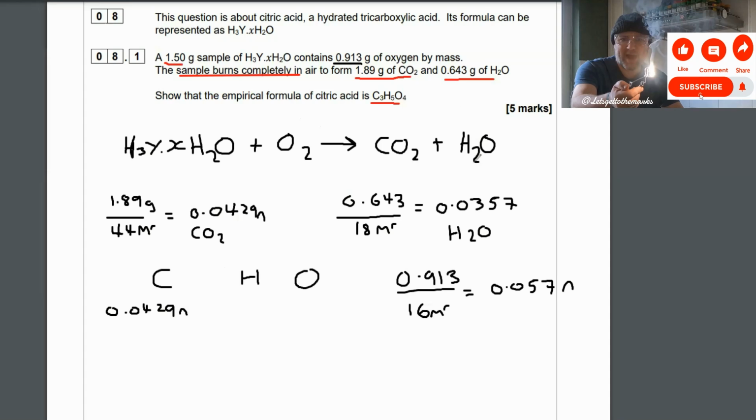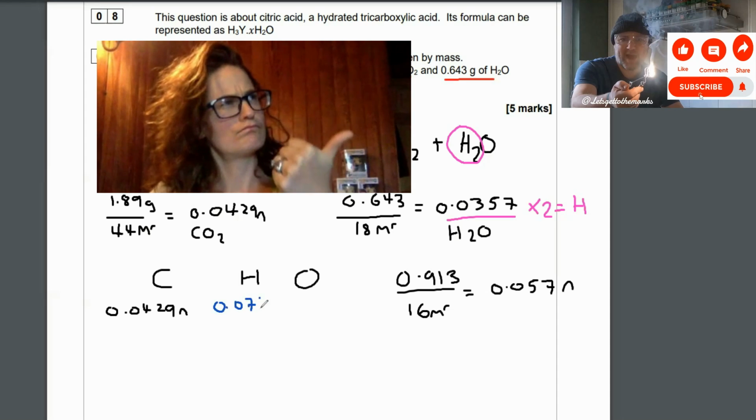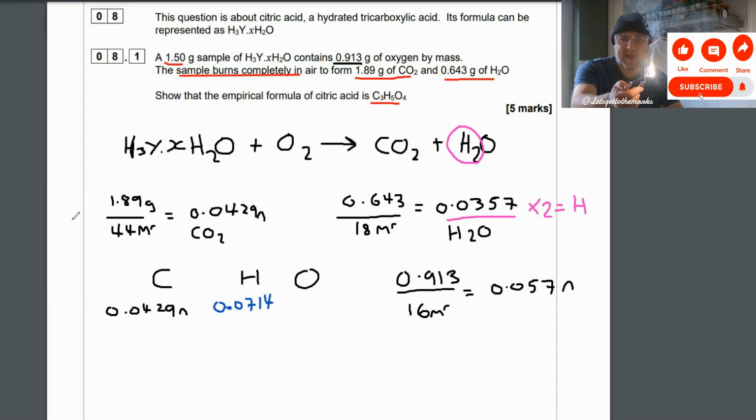And we've got 0.0357 moles of water. Now we have to double this because remember, each water molecule has 2 hydrogen atoms in it. So I'm going to get double the amount of hydrogen atoms than I do for the amount of water molecules. So we're going to do 0.0357 times 2, and that's going to give us 0.0714. And that's how many moles of hydrogen atoms you have.